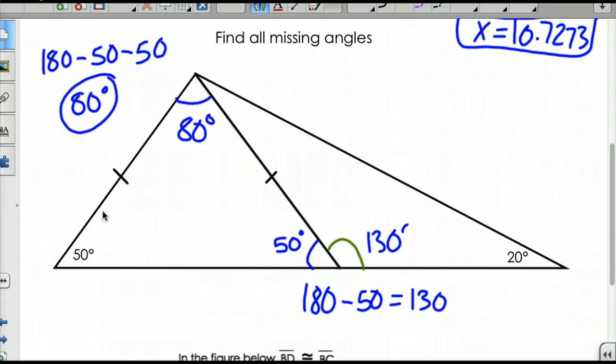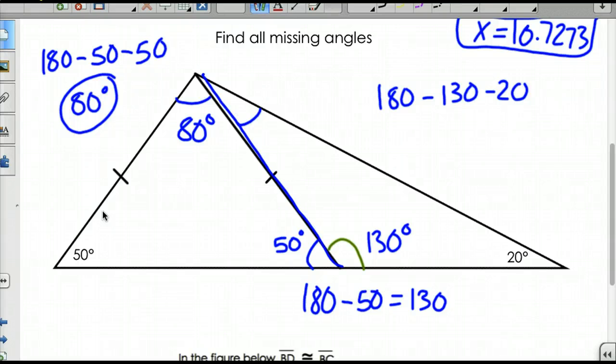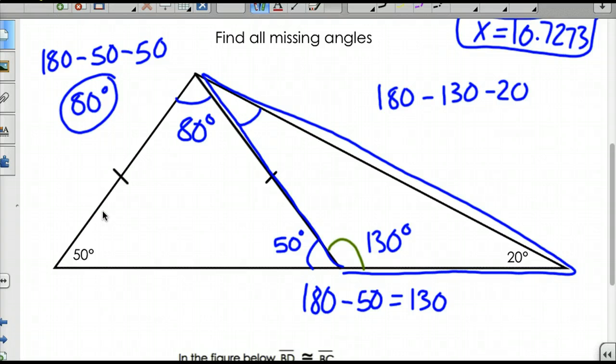Boom, filled that in. Now finally, to find my last angle, which is up here, what I have to do is just do 180 minus 130 minus 20. Why? Because let's look, we have a triangle right here again. See the triangle that I'm outlining for you? We know two of the angles, and we're just finding the third angle. So we subtract 130 and 20, and that gives us 30 degrees. And that is how you find all the angles.